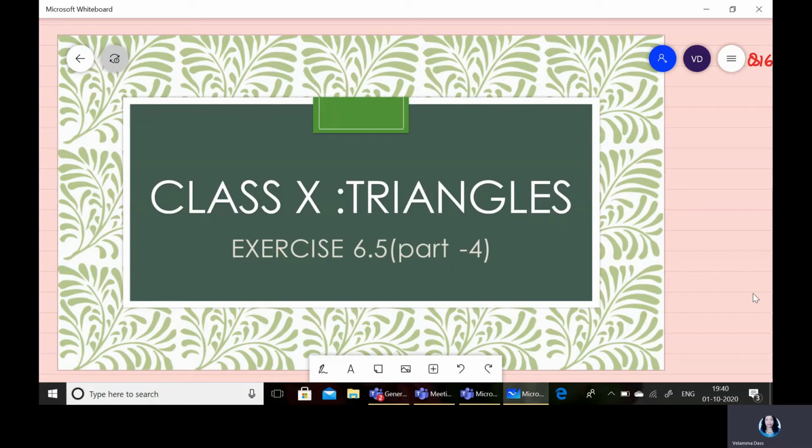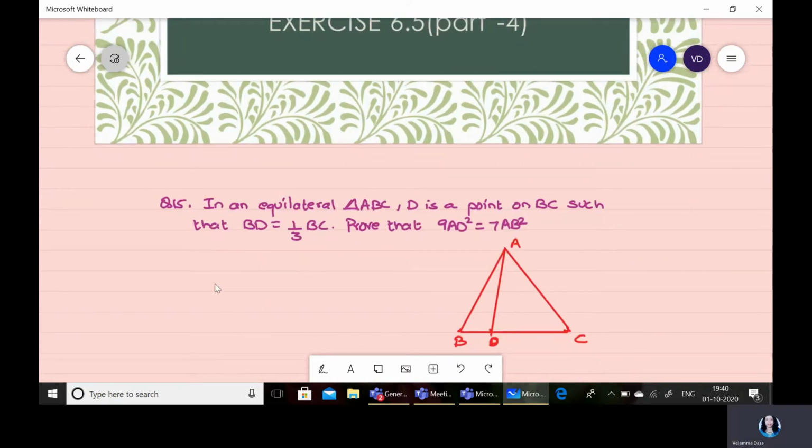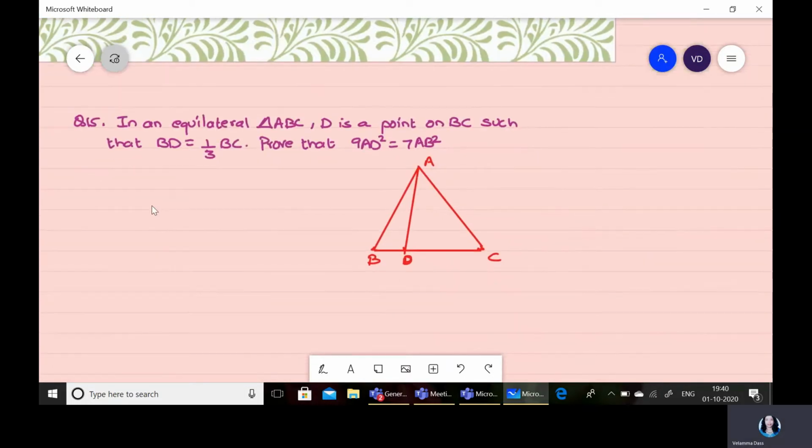Hello students, today we are going to start with exercise 6.5, that is part 4 from this triangle chapter. That is the last question we are going to do, and a very important question. Coming to question number 15 students, a diagram is not given.